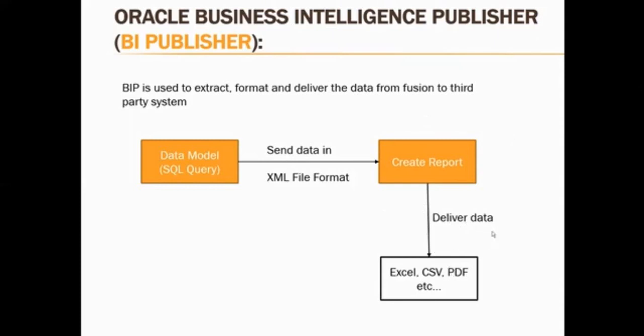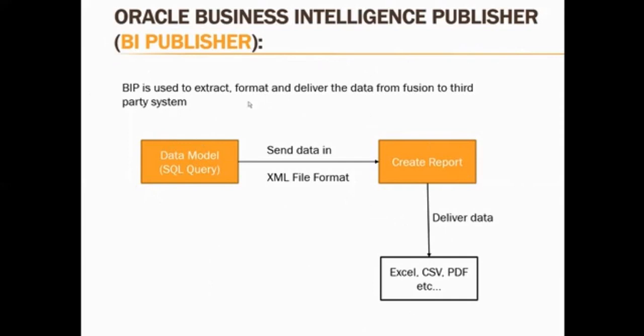Delivering means, where do you want to deliver it? Do you want to deliver it to an FTP server? Or to an email address? Or to a warehouse? Or to any external application? Where do you want to deliver that? Typically, BI Publisher can be used to extract the data, format the data, and deliver the data to any third-party system. Any third-party system can be a printer, scanner, FTP server, or email, can be anything.